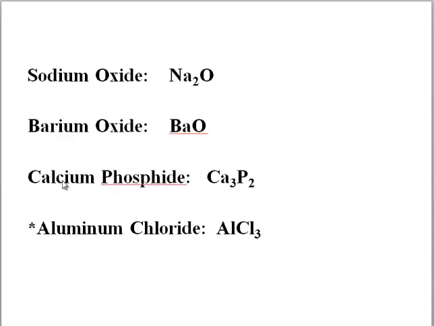Calcium cations have a +2 charge. Phosphide anions have a -3 charge from the table. So 3 calciums produces a +6 charge, which is balanced by a -6 charge from 2 phosphides, and Ca3P2 is the correct formula for calcium phosphide. Aluminum chloride, again, the aluminum cation has a +3 charge, so the formula must be AlCl3. 3 -1 chloride ions balance the +3 charge of the aluminum.